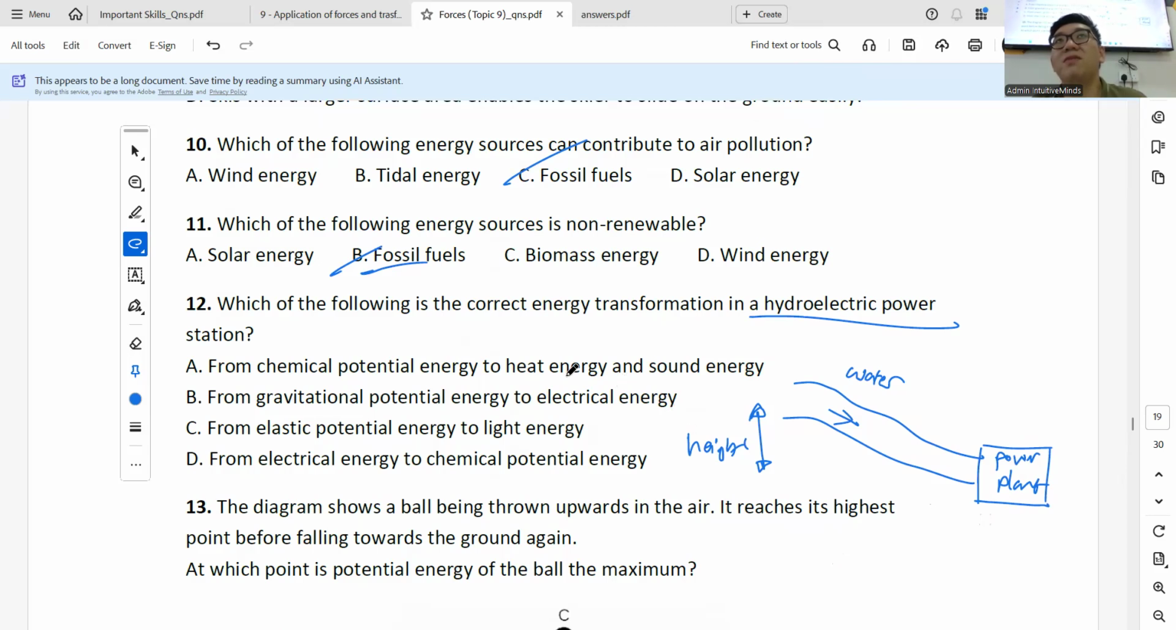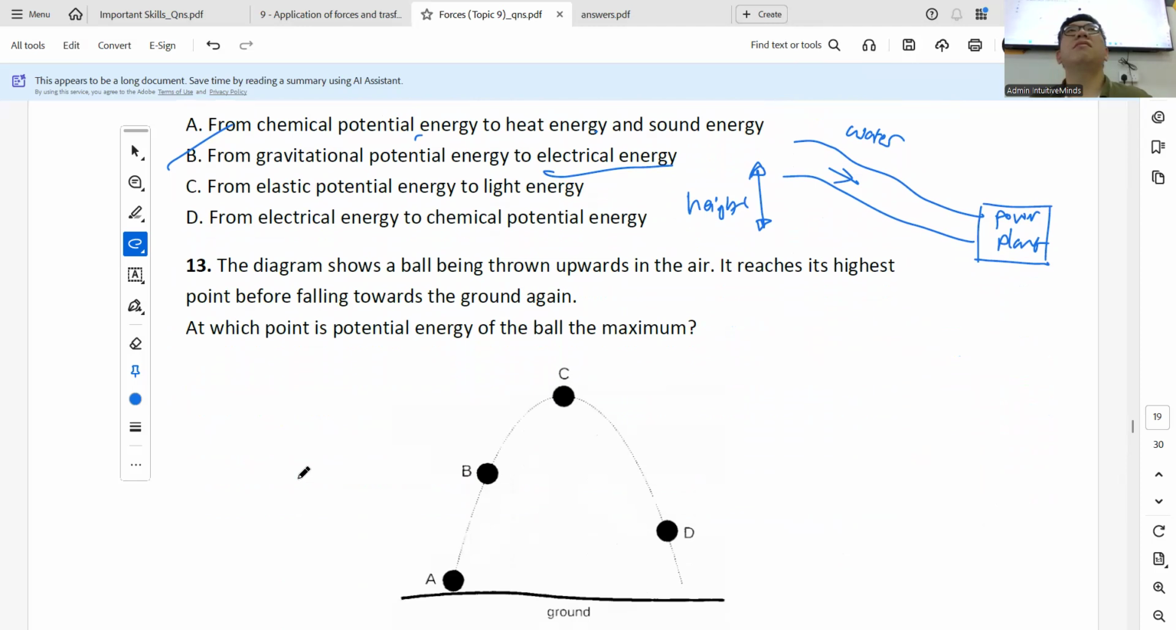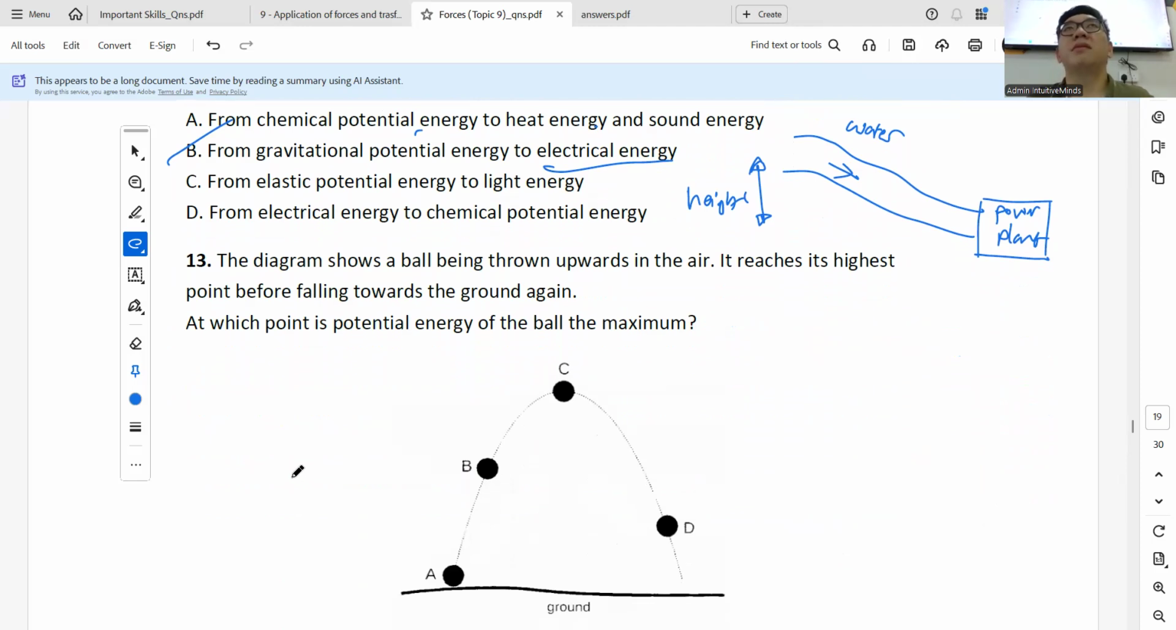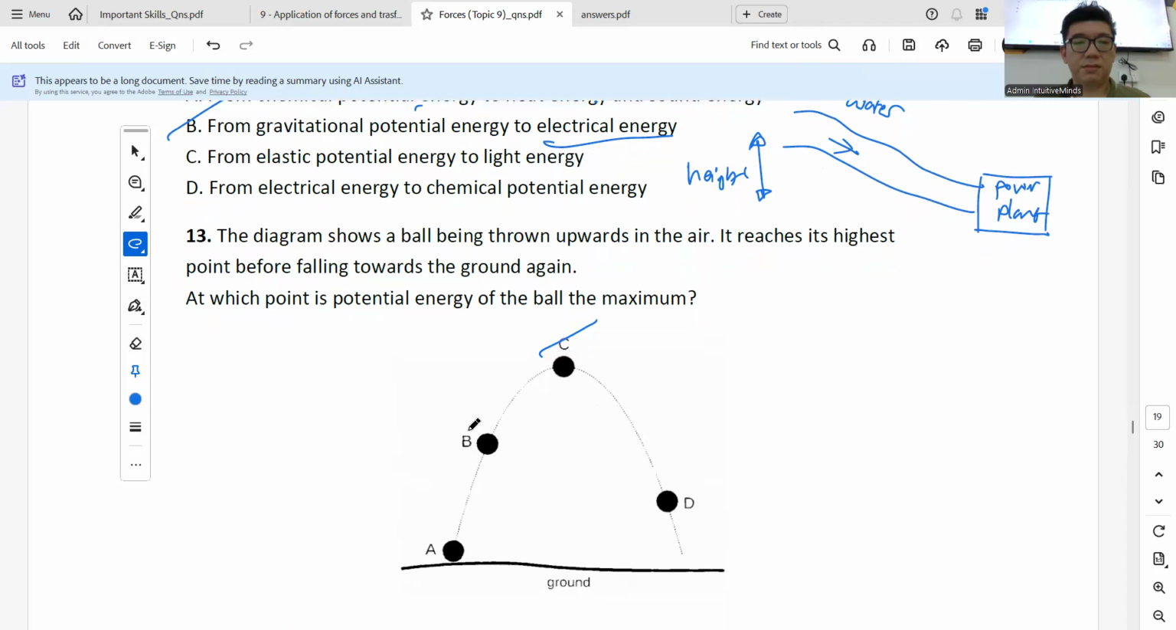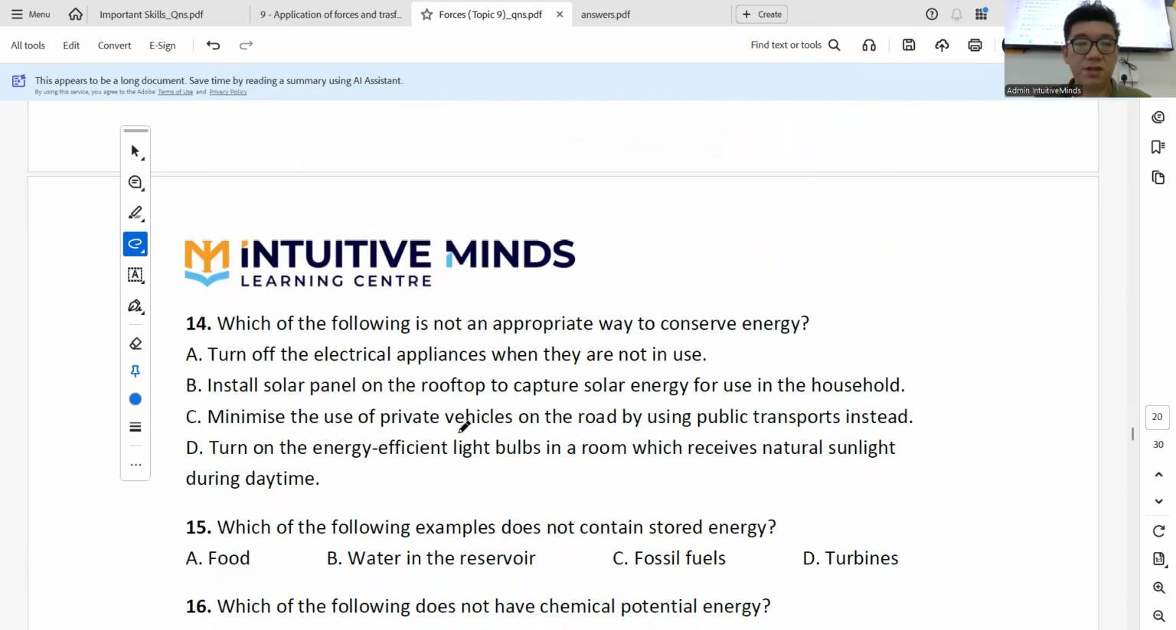Yeah, why would you think it's A though? Chemical potential to heat and sound? You're generating electric power. So there's only one answer that has electrical energy. So it's B. Okay? 13? Yep. 14?